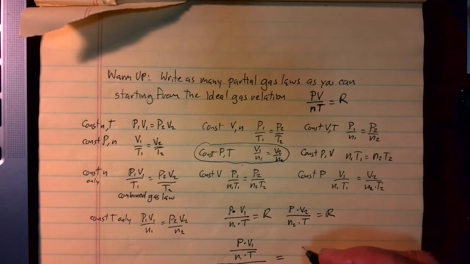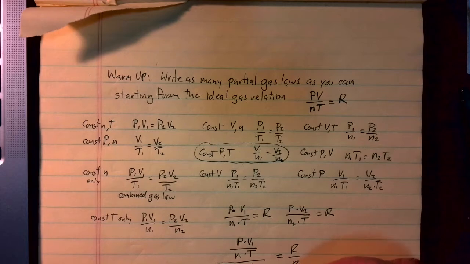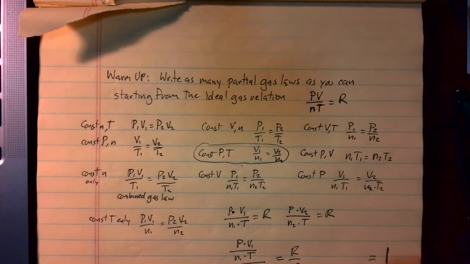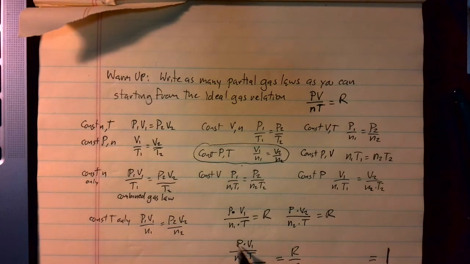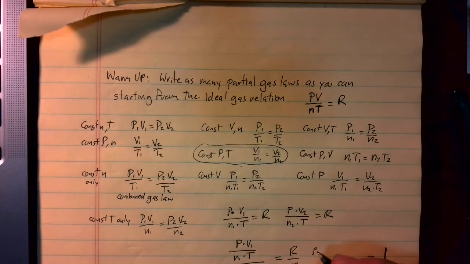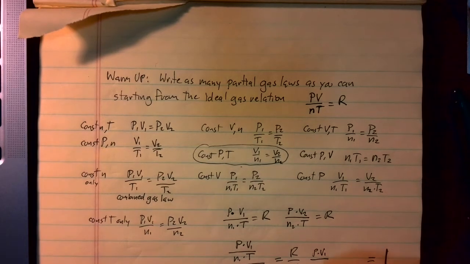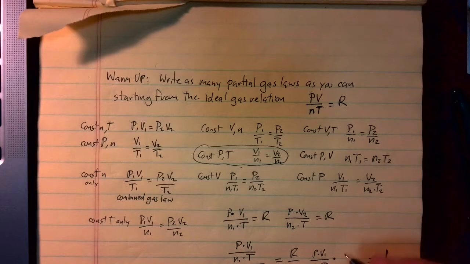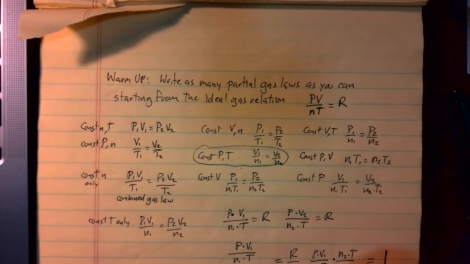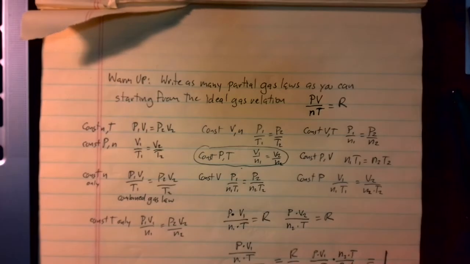And on the right-hand side of the equation, you just have R over R. Well, R over R is the easy part. That's 1, right? Well, on this side, the P and the T divide right out. Or if you wanted to, you could just invert and multiply the whole thing. So we would get P times V1 over N1 times T, and then we would invert this and multiply. So we'd have N2 times T over P times V2.